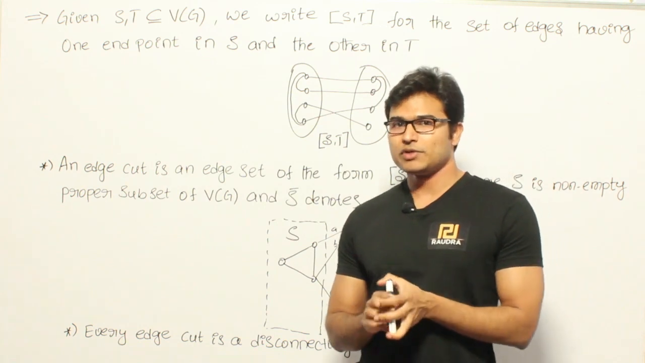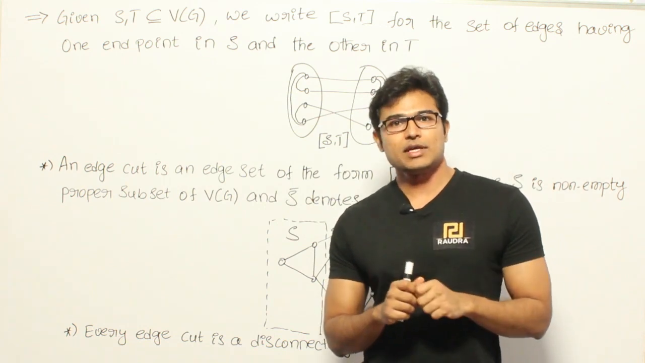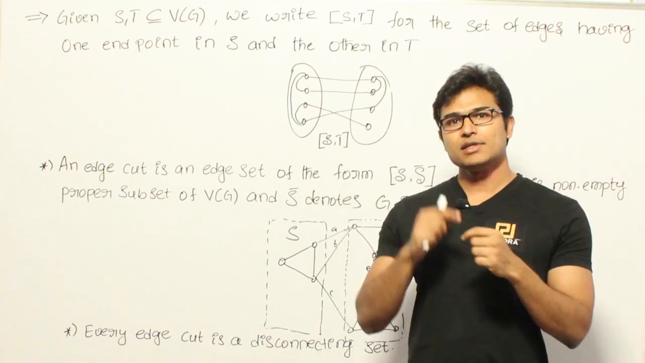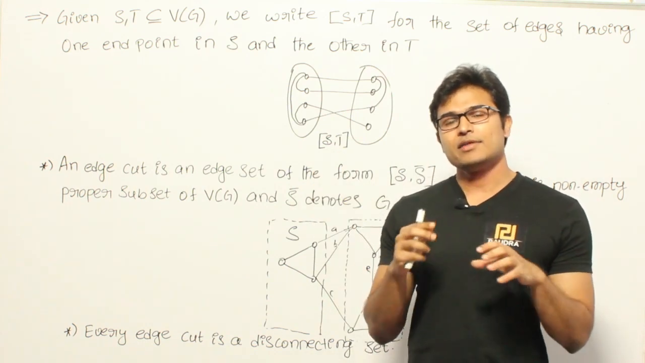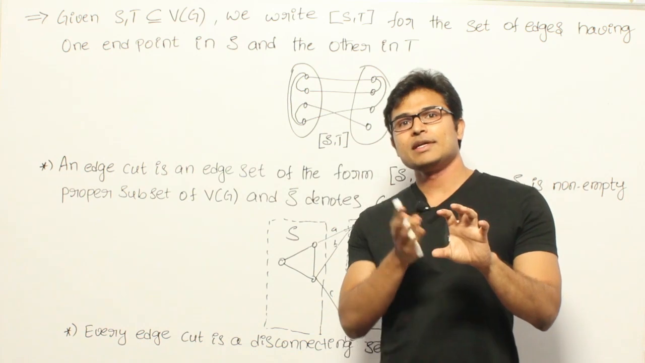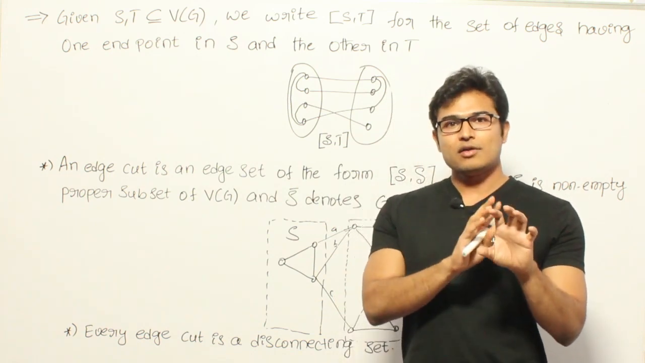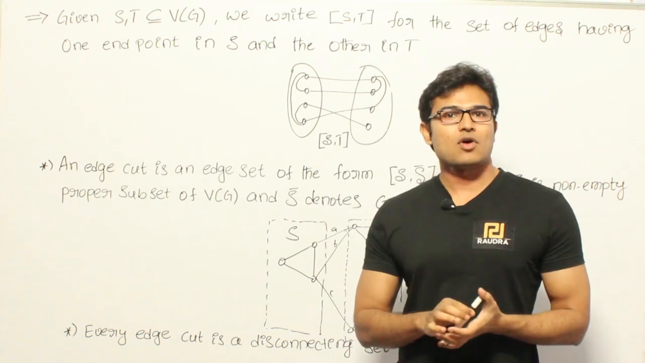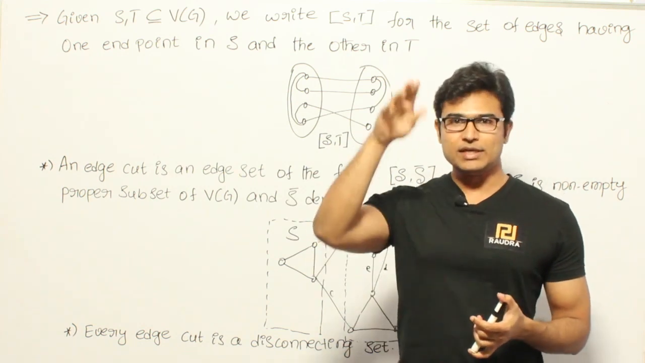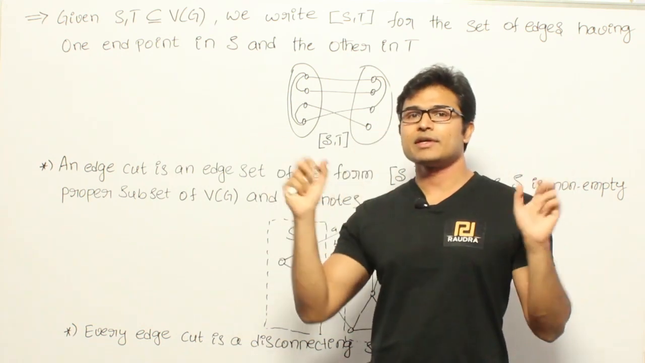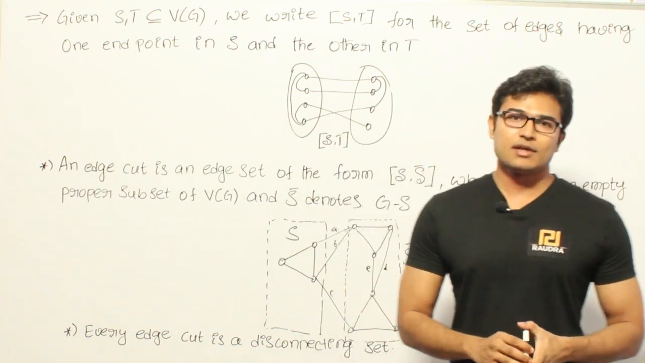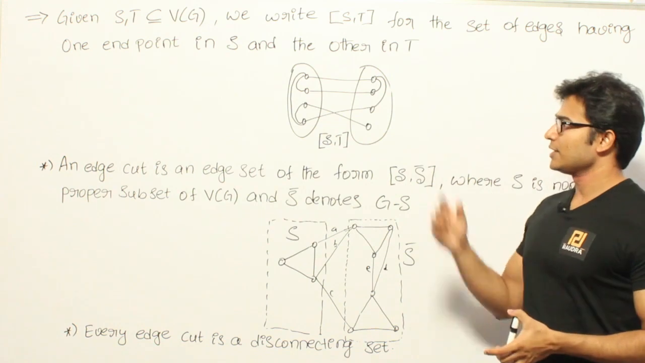What we try to do is separate out the vertices of the graph into two sets, and then arrange the edges so that either edges are present completely within one set, or they cross over from one set to the other set. Now if you find all the crossing over edges and delete them, then also we are going to disconnect the graph. That is why the edge cut is also called a disconnecting set. So let's see with an example.